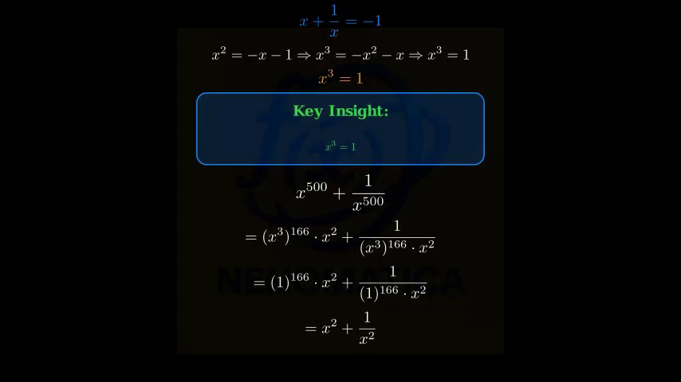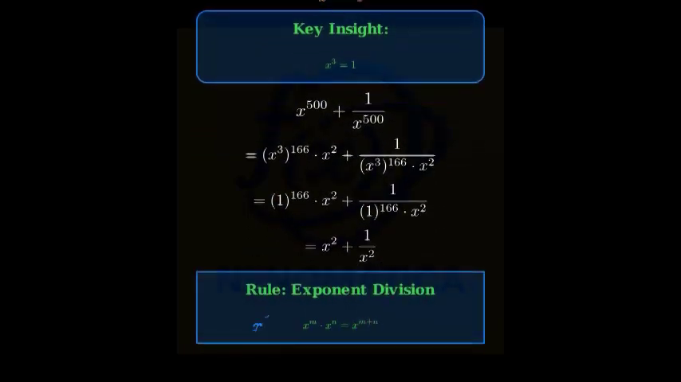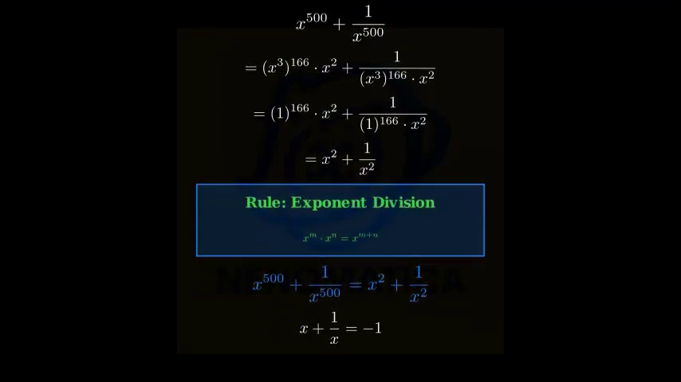Similarly, 1 over x to the power of 500 equals 1 over x squared. So our expression becomes x squared plus 1 over x squared. Now, we need to find the value of x squared plus 1 over x squared. Let's recall that we previously found that x plus 1 over x equals -1. To find x squared plus 1 over x squared, we can use the following relationship.